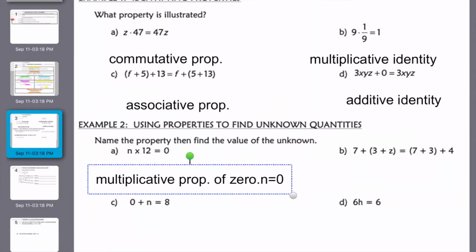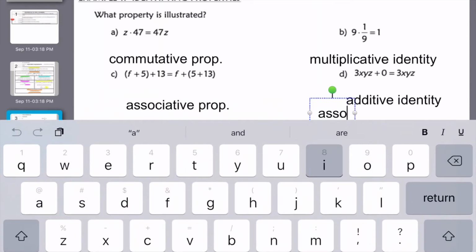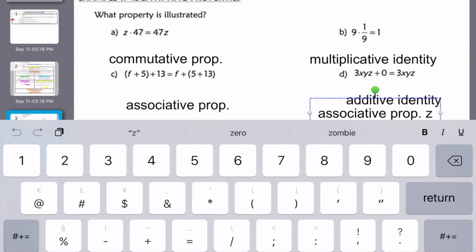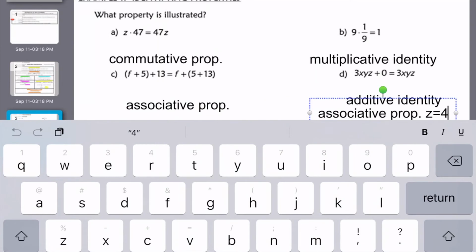For B, I see some grouping that's going on here. So I look to see what's different. Well, I can see that the 4 replaces the z, so obviously z would be 4 in this situation. So I'm going to type in associative property, associative prop, and z equals 4.